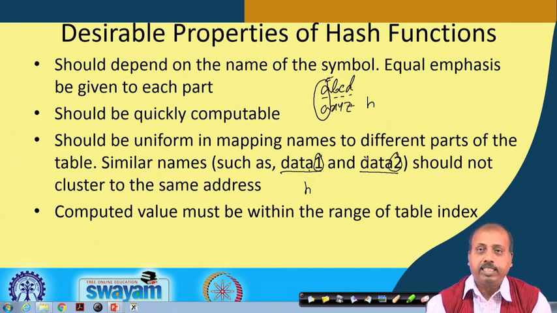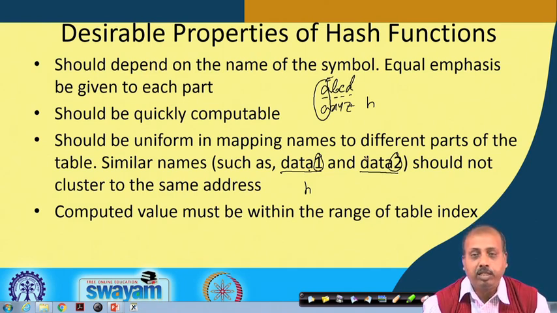This is known as clustering. Clustering means if the names are similar, the hash function generates addresses which are also similar. That should not happen. So, the hash function should avoid this clustering, and the computed value must be within the range of the table index.